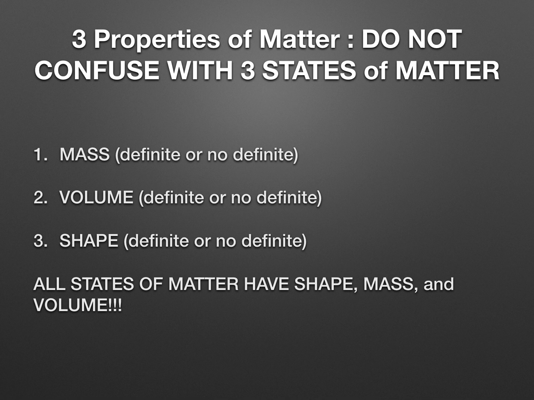All states of matter have shape, mass, and volume. We'll talk more about this on the back of your notes. But states of matter, if it's definite or no definite, it still means they have it. But when you talk about the three general properties of matter, it's mass, volume, and shape. Now in Matter 3, we will talk about more physical properties of matter, and we'll get more in depth about different chemical and physical properties. However, these are the general three properties of matter.